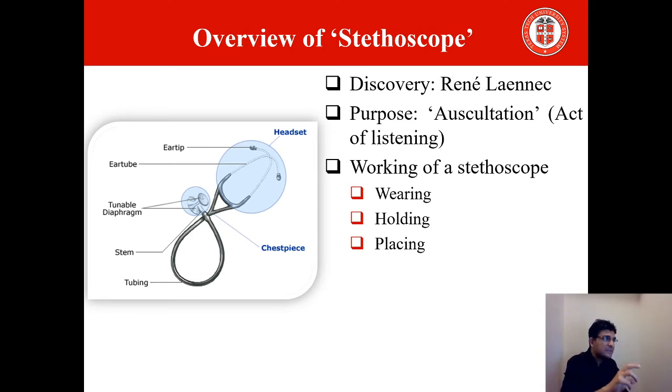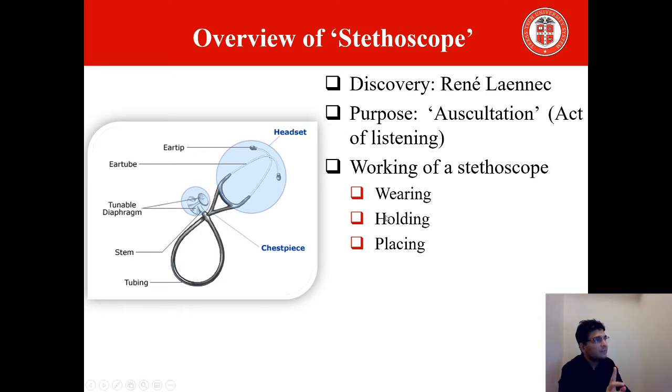Now, the chest piece is made up of two parts. You can see the small part, which is known as the bell, and this big part, which is known as the diaphragm. So if you summarize the parts of the stethoscope, it has a headset which contains the earpiece and these metallic tubes connected to the chest piece via this black rubber tube, and then the chest piece has two parts, the diaphragm and the bell, and we'll talk about it very quickly.